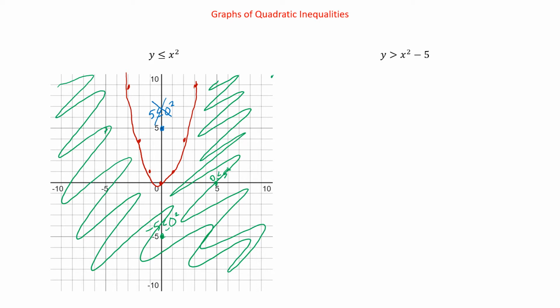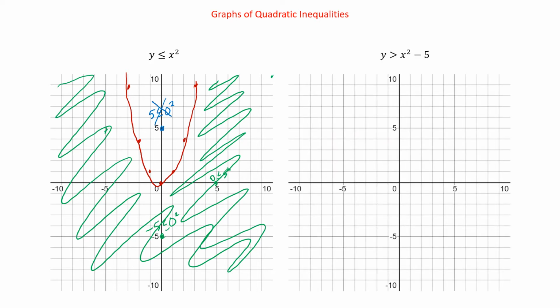What if we have y is greater than x squared minus 5? So we'd start out 5 down. This is just a vertical translation down 5.